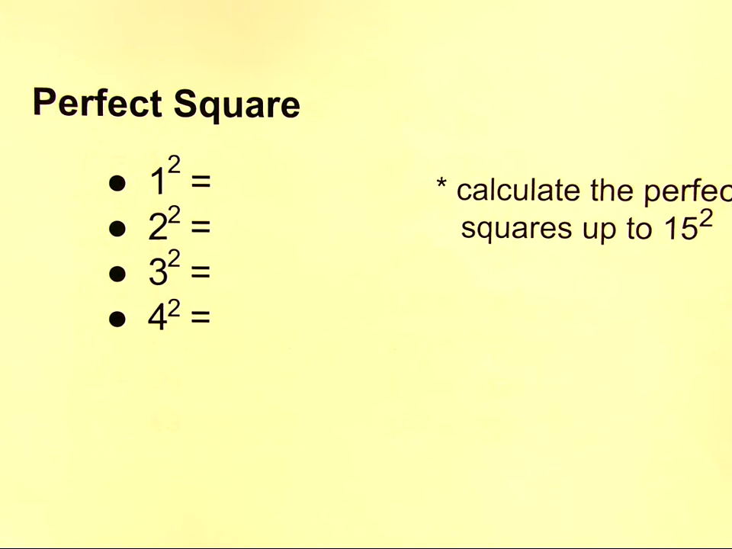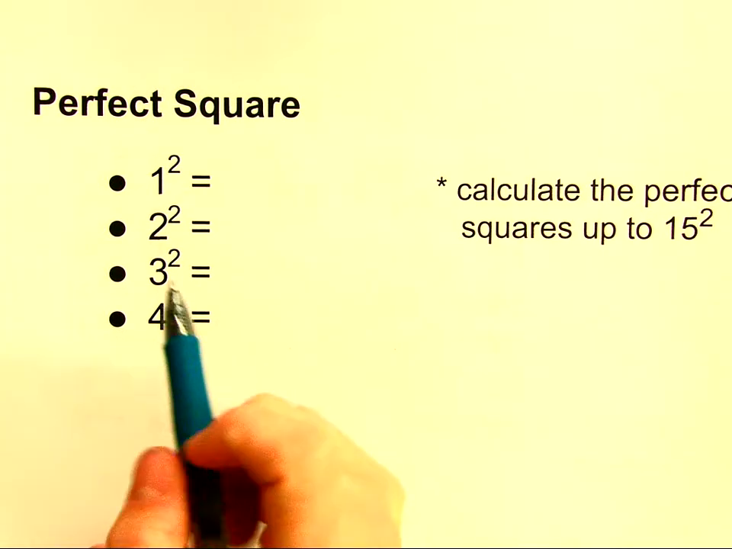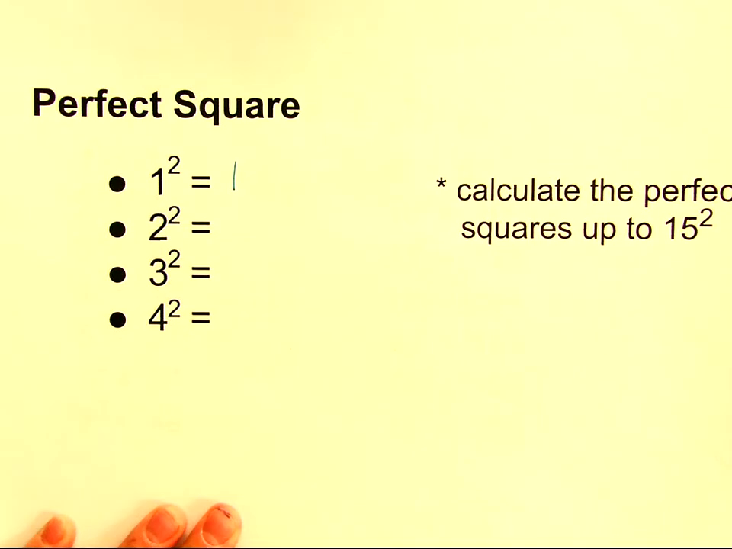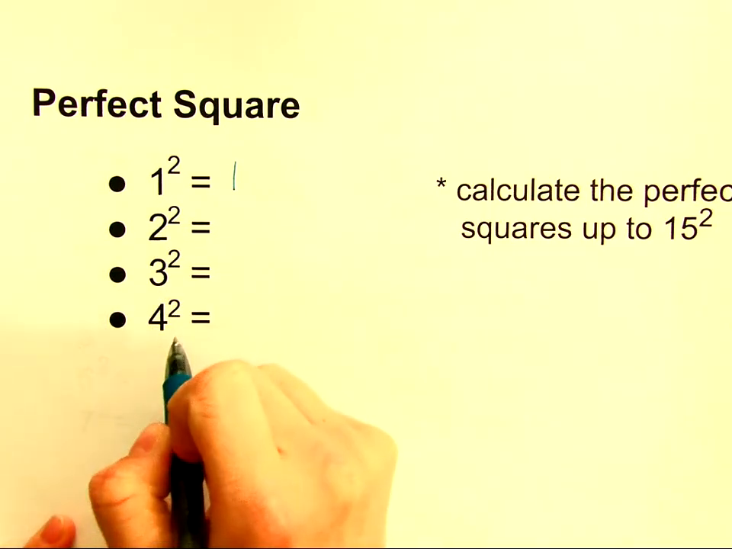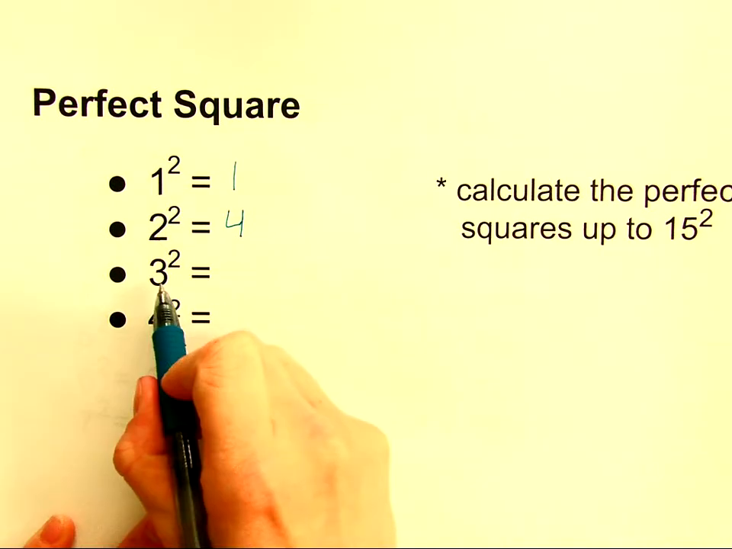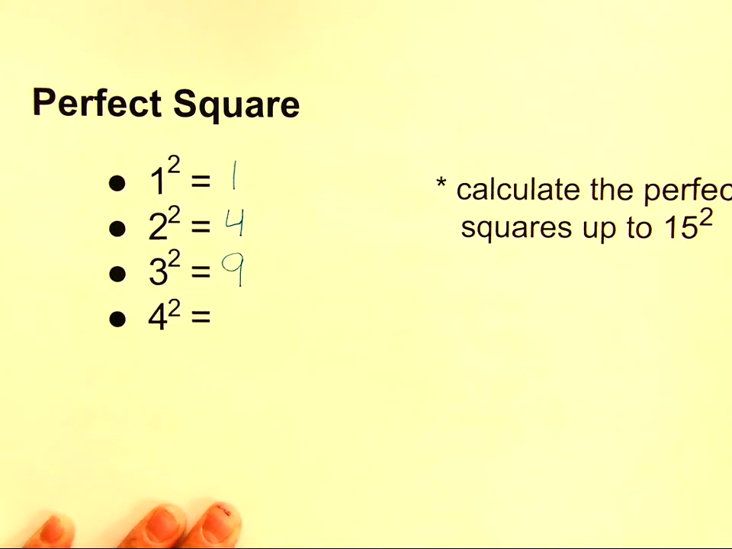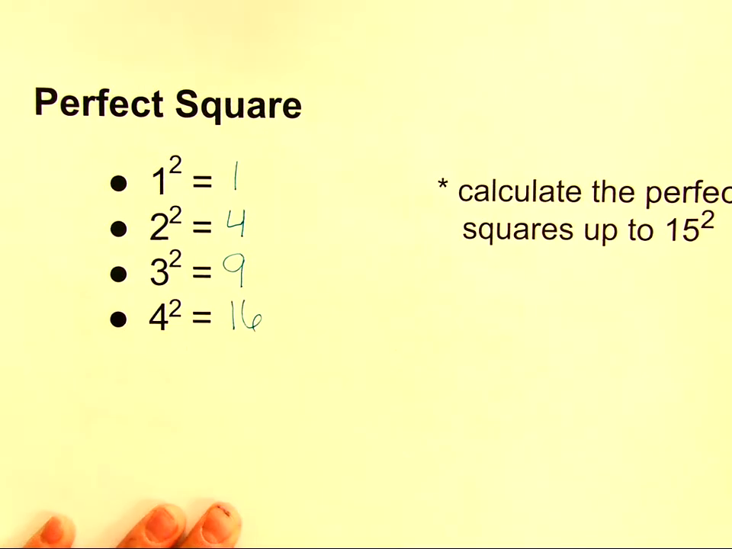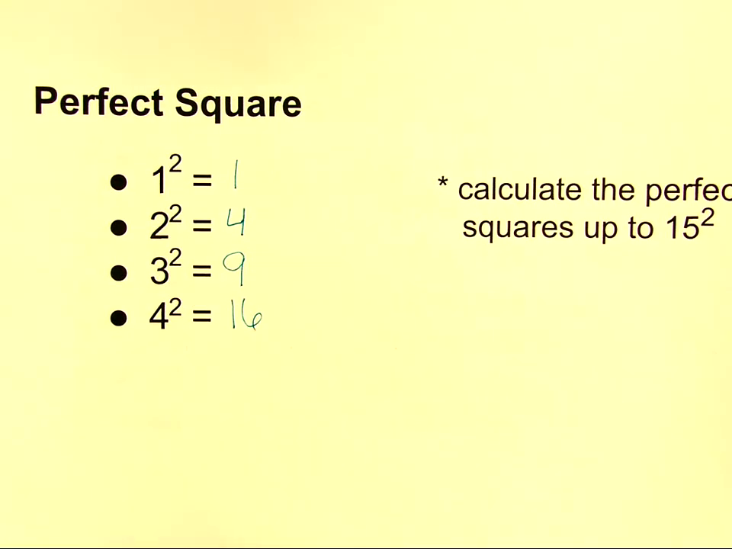So in your notes, you have a list of 1 through 15 that need to be squared, so you can have a list of perfect squares readily available in your notes. So we're going to do the first few together. We know that 1 squared is 1 times 1, which is 1. We know that 2 squared is 2 times 2, which is 4. 3 squared is 3 times 3, which is 9. 4 squared is 4 times 4, which is 16. Okay, at this point, you should pause the video to finish the list in your notes.